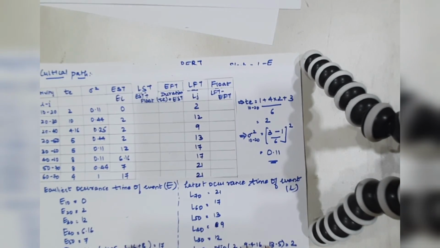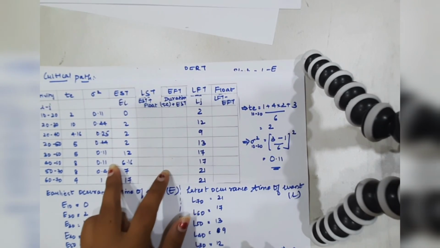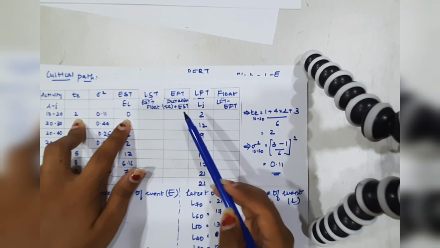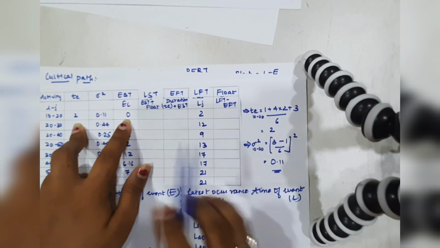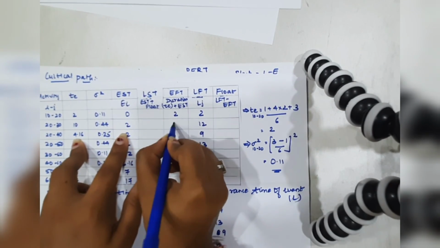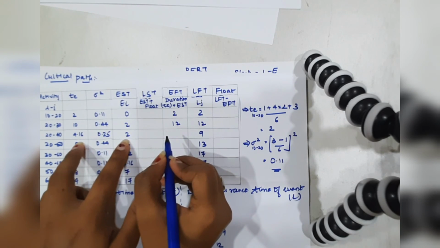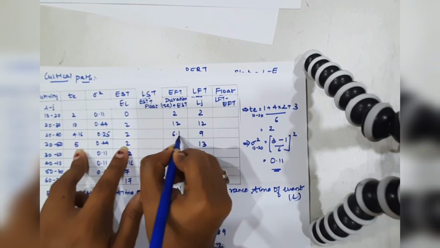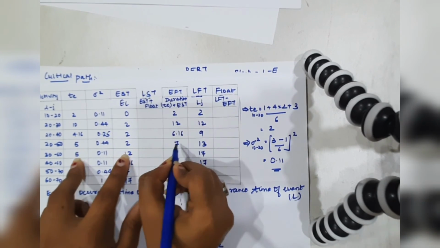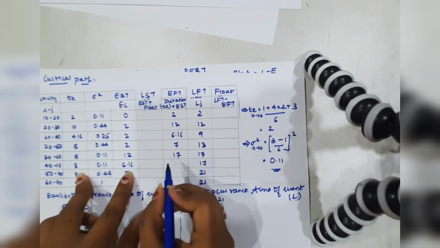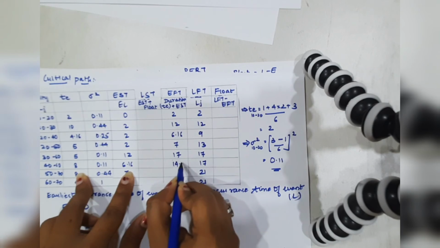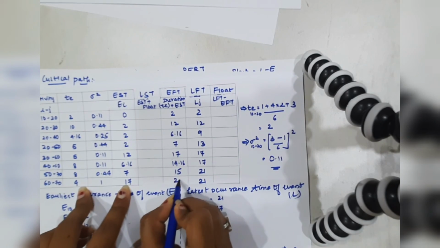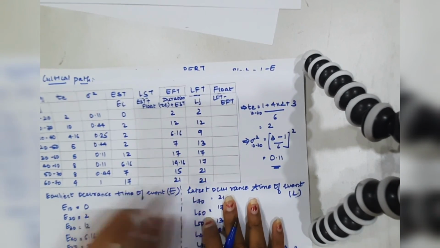Okay, so our next step is calculation of EFT, which is nothing but TE added to EST. So it would be 2 plus 0, that is 2, then 12, then 12, then this is 4.16 plus 2, that is 6.16, then 5 plus 2 is 7, then this is 17, then 14.16, then 15, then lastly 21.